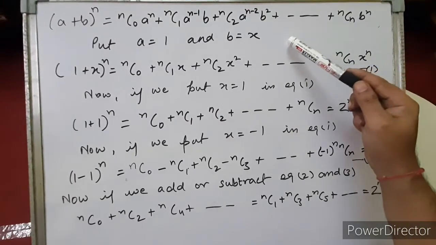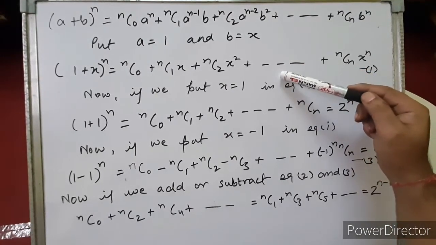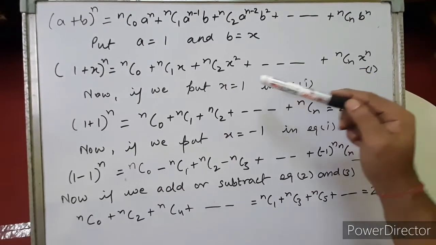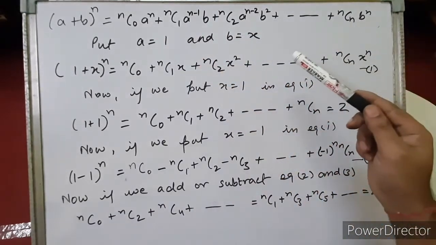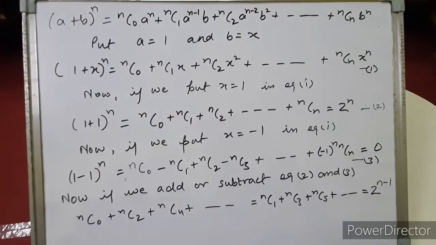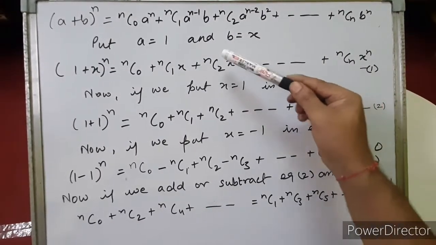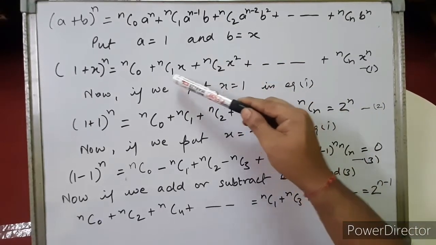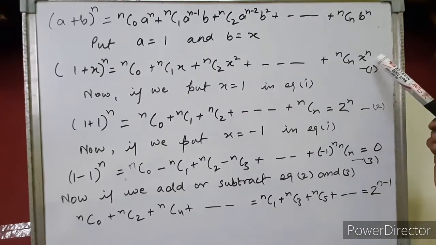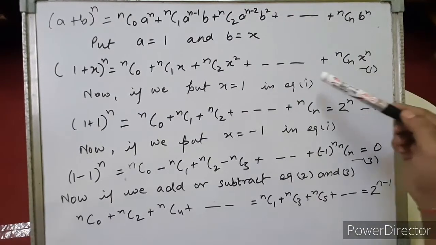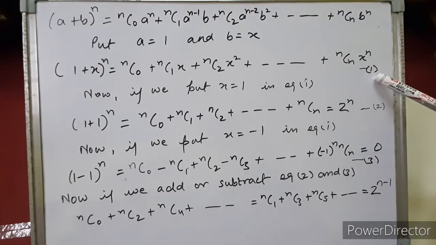Now in this expansion, if we put a equals to 1 and b equals to x, the expansion will become (1 plus x) to the power n. So a is 1, all the terms having a will be in place. If we put 1 as a, then it will become 1, and b, if we put x, it will become nC0 plus nC1 x plus nC2 x squared plus, and so on, plus nCn x to the power n, right? Now this expansion we have considered as the first equation or condition.